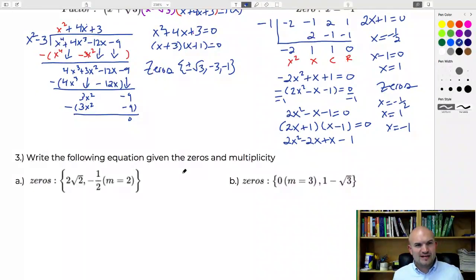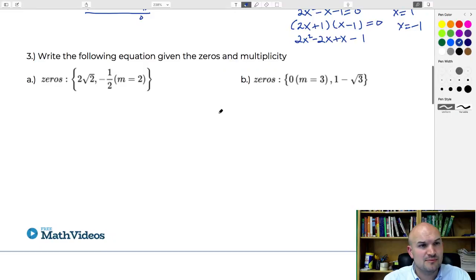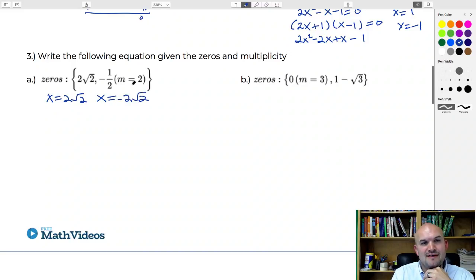So write the following equation given the zeros and the multiplicity. I'll get to your questions right after I'm done with these two equations. So just remember, guys, when you're trying to write the equations, just set each zero equal to x. Now remember, if the positive square root exists, then the negative square root has to exist. And then obviously we have x equals negative 1/2, and that's going to have a multiplicity of 2, which I'll get to in a second.